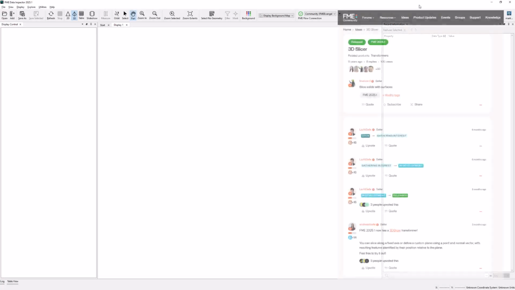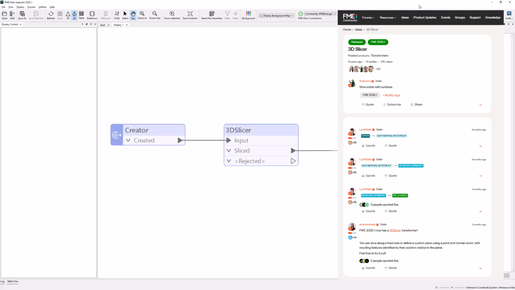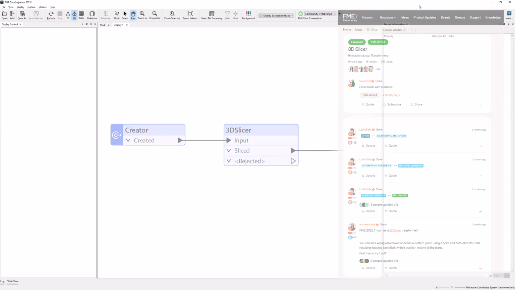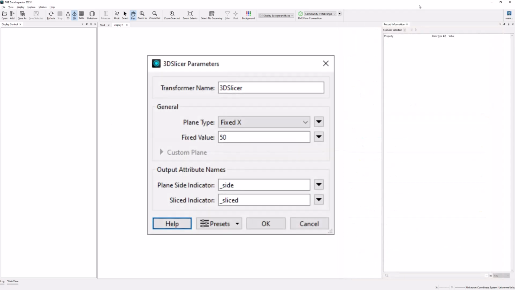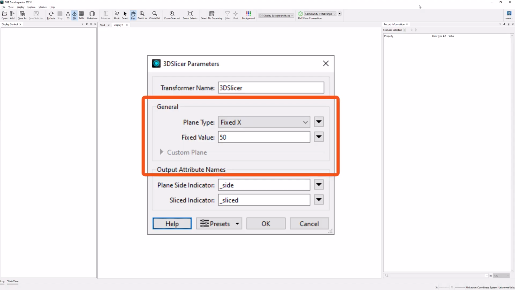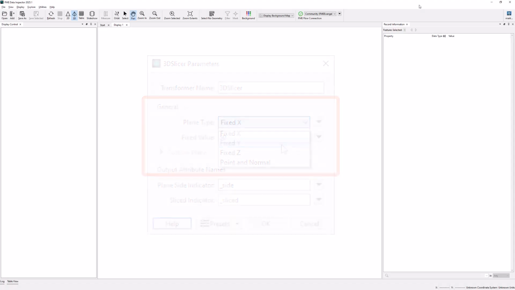One of the most upvoted ideas on the FME community was to simplify slicing of 3D objects, and this was implemented as a new transformer in 2025.1. The 3DSlicer transformer is a way to split geometries along a three-dimensional plane. The plane can be defined by a fixed x coordinate, a fixed y coordinate, or a fixed z coordinate.